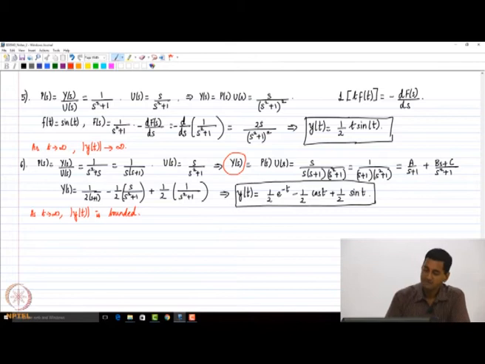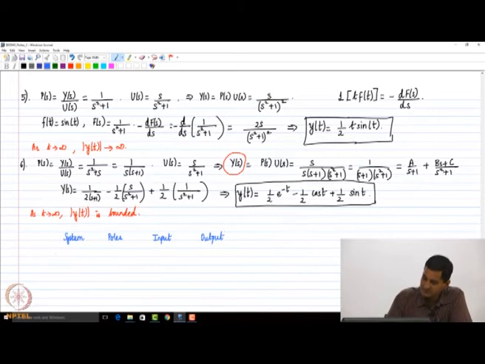So let's construct a simple table. So let's say a system, poles, input, output. Okay, so let's do this.